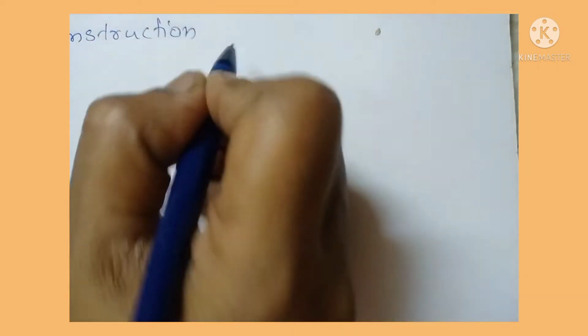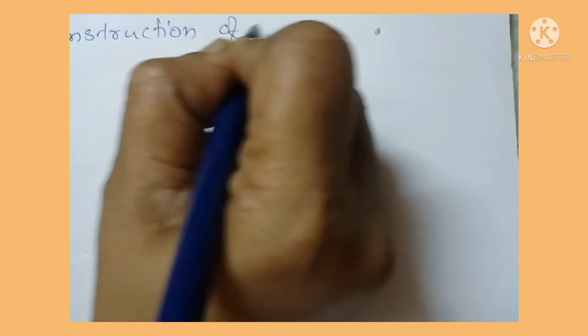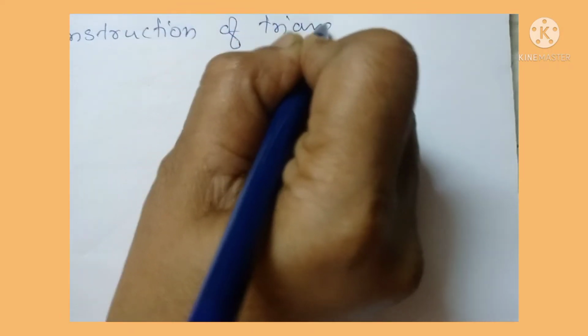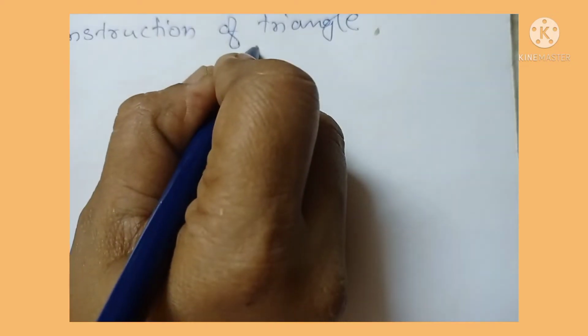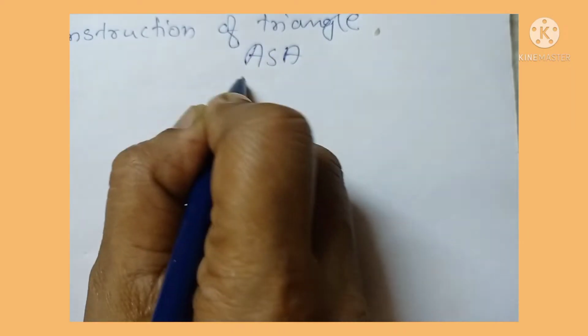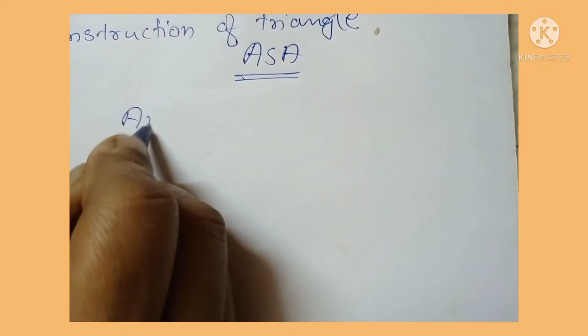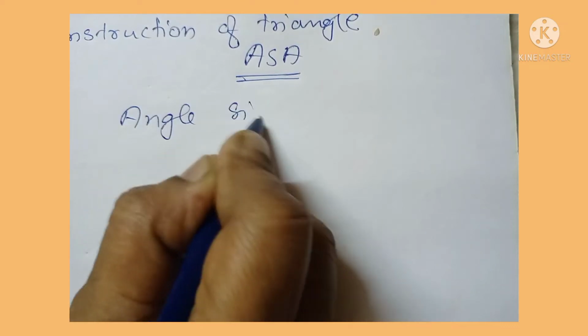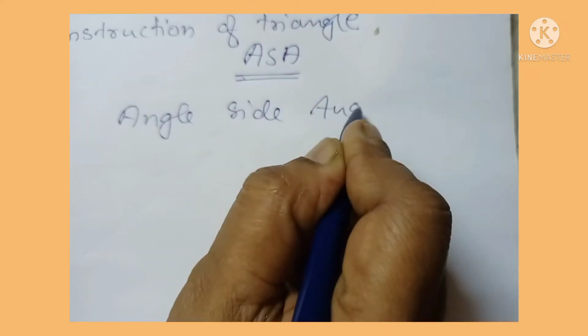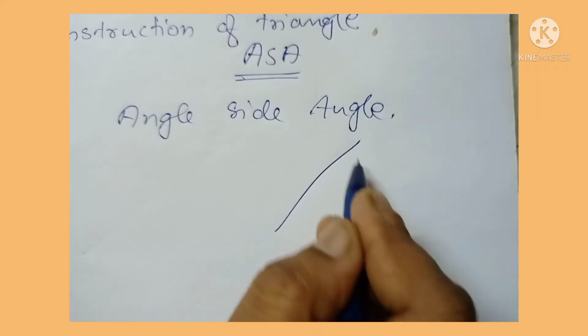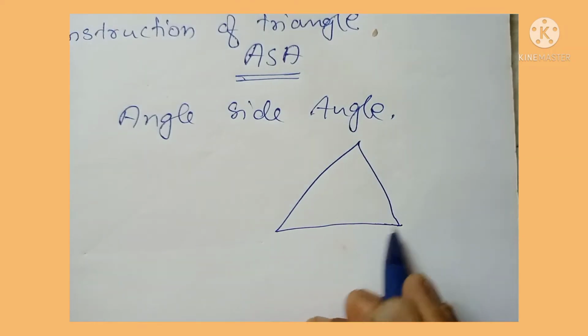Children, let us construct a triangle using the ASA. Here ASA means angle, side, angle. That means consider a rough figure.